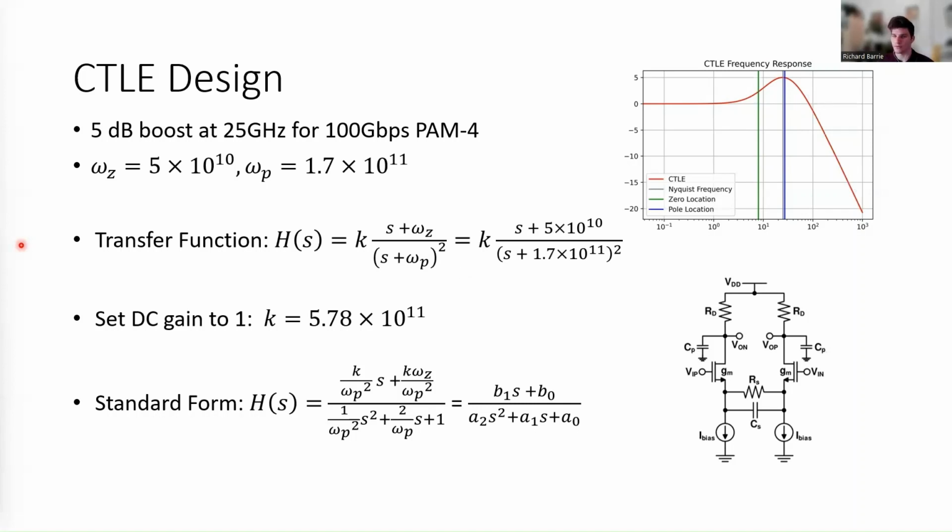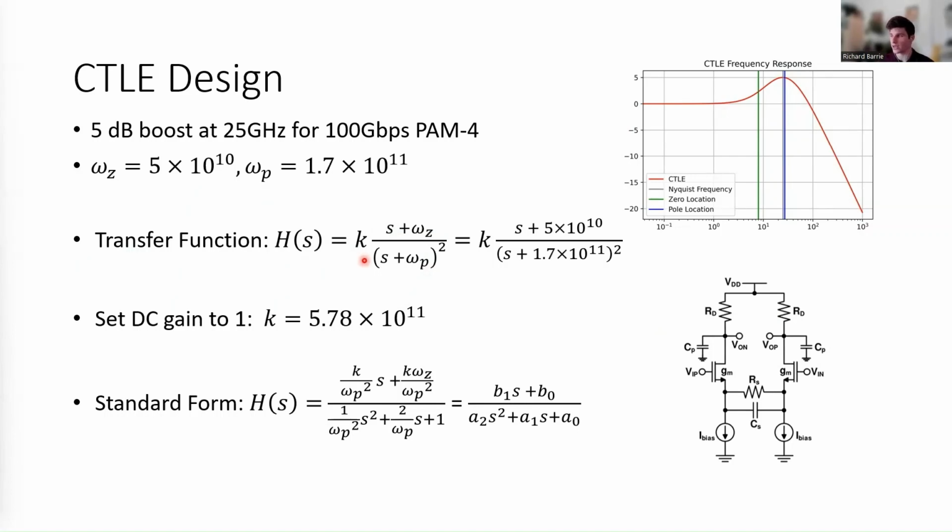So going back to our transfer function, we set omega z, the location of the zero in radians per second, and omega p, the location of the pole in radians per second, to these values to achieve this red transfer function. We know our transfer function is going to look like this form, where we have s plus omega z in the numerator for our zero, and s plus omega p squared in the denominator for our two poles. And we also have this coefficient k.